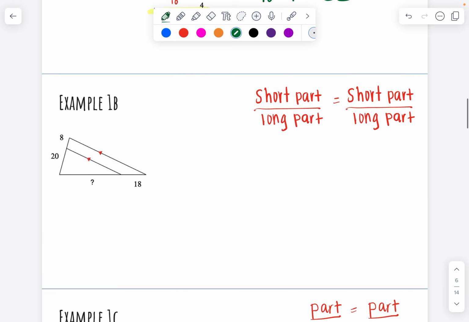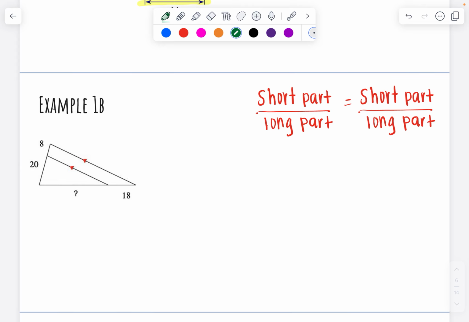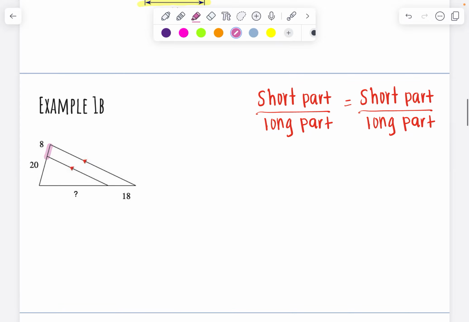Let's look at another one, see what pieces we know and what pieces we're looking for. On the left side here, I know the short part and the longer part. On the bottom, I also know the short part, and I'm looking for the longer part. So I know 3 of the 4 pieces for the short parts and the long parts. So setting that up, short part over long part on my left side would be 8 over 20. On the bottom, the short part is 18. The long part is what we're looking for, x.